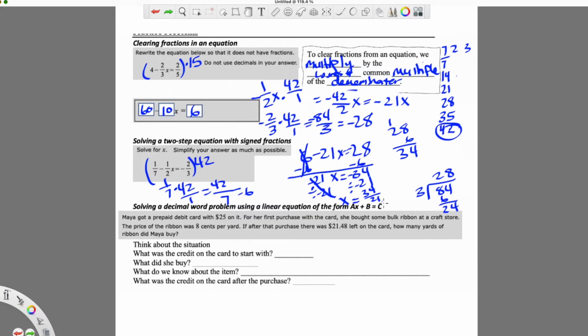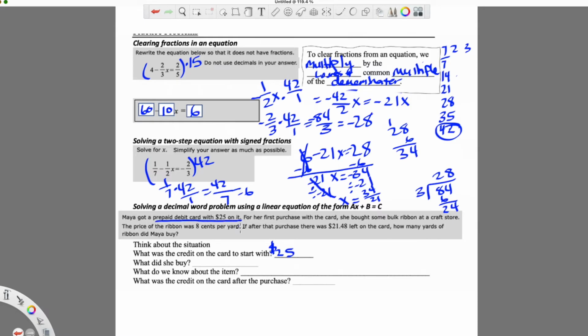Let's think about it. So first of all, she had a card with some money on it. So how much did she start with? Well, she started with $25. That's that very first part. Maya got a prepaid debit card with $25 on it. So we know how much she started with.